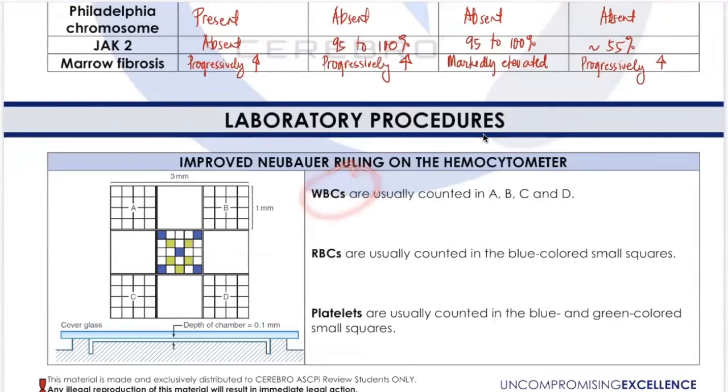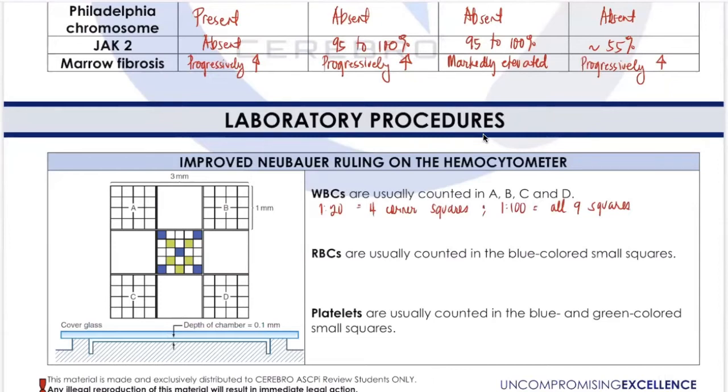Okay, so WBCs are usually counted in the four corner squares. However, that depends on the dilution that is being employed. So routinely, the dilution for WBC count is 1:20. And if the dilution is 1:20, that is usually counted in the four corner squares. Okay. However, there is an option to employ a 1:100 dilution. And if this is the dilution, usually white blood cells are counted in all 9 squares, okay? Of course, in both sides of the hemocytometer, okay?